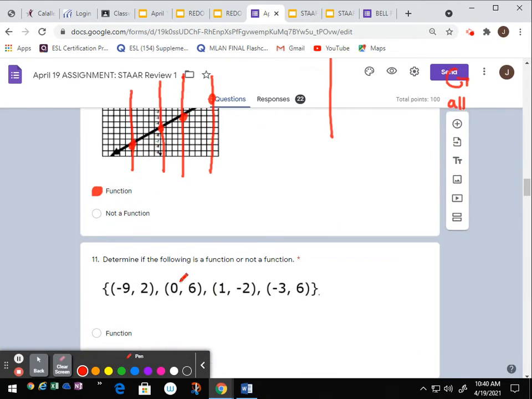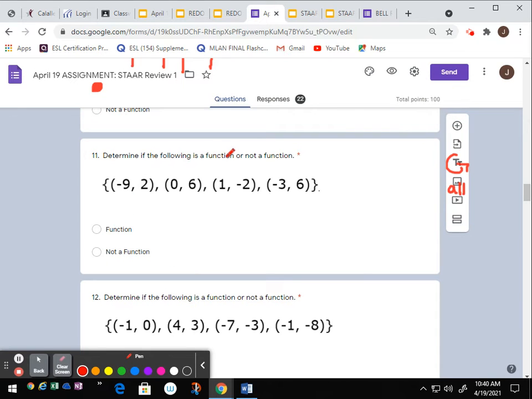Let's move on to question 11. Number 11 says, determine if the following is a function or not a function. When we're talking about a function, every single x value needs to be different. If we have a repeating x value, that means it's not a function, because every x value has only one y value. We see that we have -9, 0, 1, and 3. We have no repeating x values, so that means we have a function.